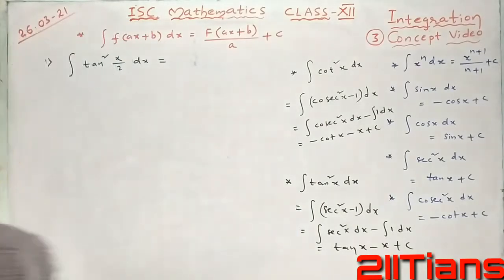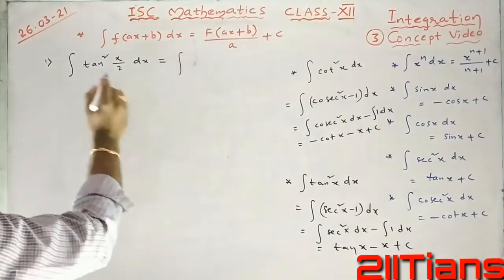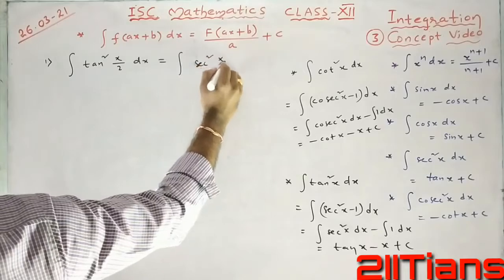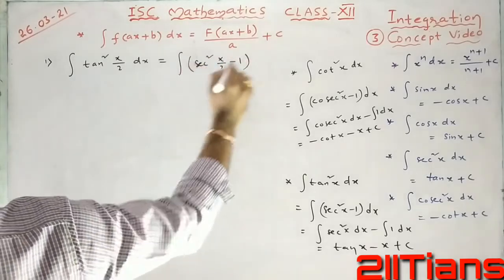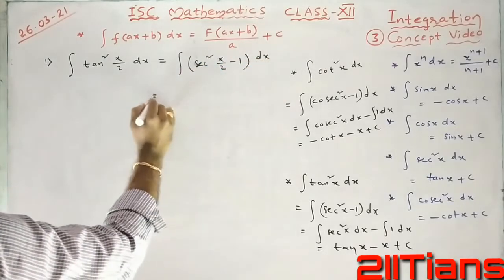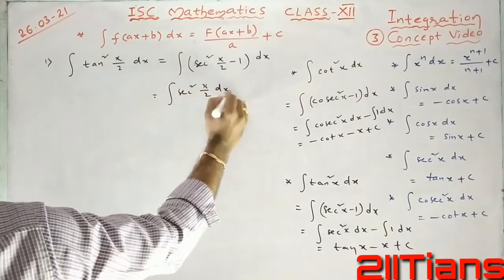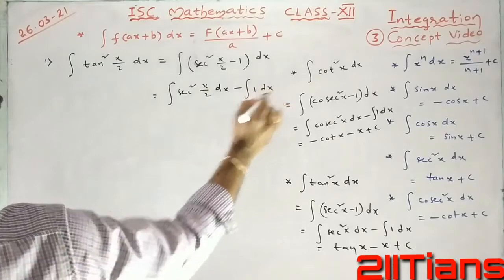Now this is also the same. Tan square x by 2 we have no integration directly. This I am writing as secant square x by 2 minus 1 dx. Hope it is clear. So split this: integral secant square x by 2 dx minus integral 1 dx.